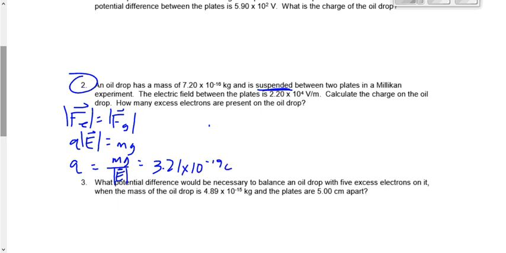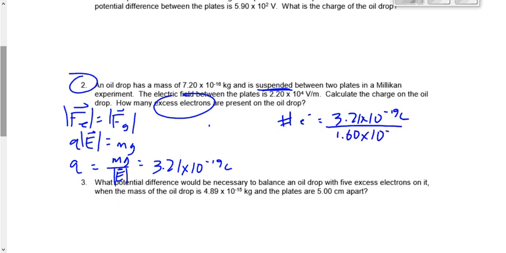Good. How do you find the number of the electrons? Divided by the charge of 1 electron. The number of electrons is 3.21 times 10 to the minus 19 coulombs divided by 1.60 times 10 to the minus 19 coulombs. That's going to give me two electrons, 2 excess electrons.